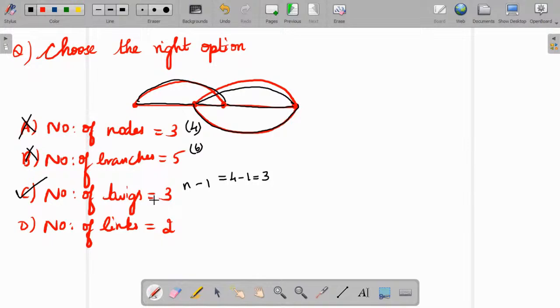Okay, or in case we mistakenly took the number of twigs, we can check the next option too: how to find the number of links. Number of links is given by number of branches minus the number of nodes plus 1. Okay, so number of branches is 6, number of nodes is 4, so 6 minus 4 plus 1 should be equal to 3. But here they have given 2. So obviously option D is also incorrect. So only option C is the right answer.